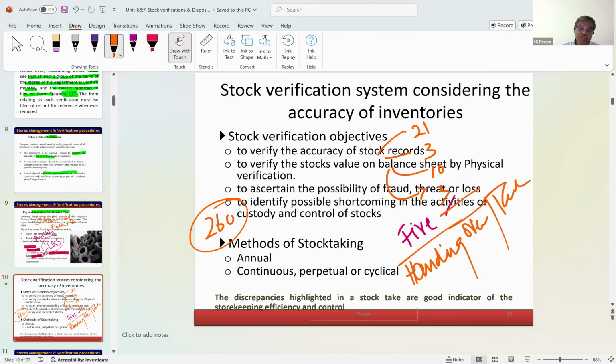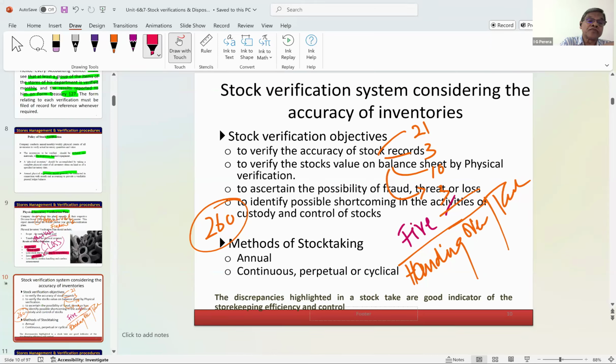But these are the issues that you will have when the stock is not accurate and if there are variances, especially in the government sector. You have to be very careful.